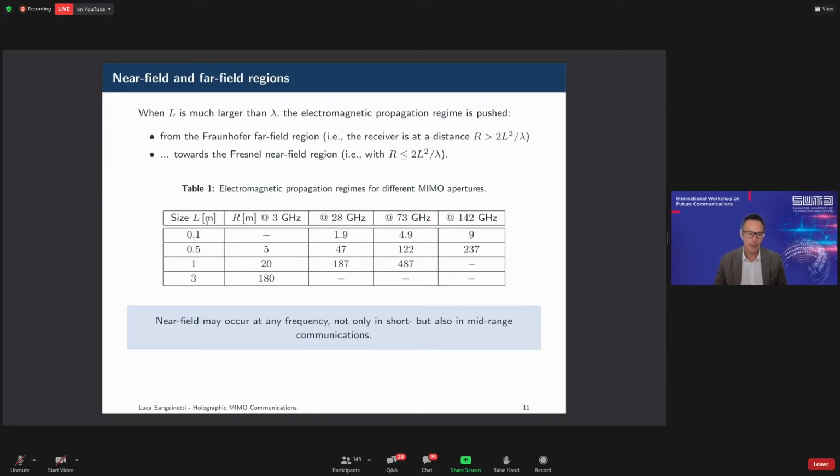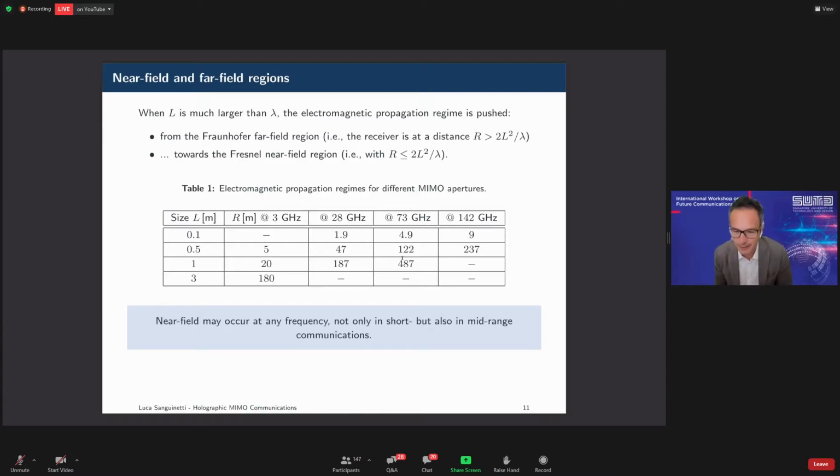So for example, if you have a surface which is 1x1 meter, and you operate the system at the frequency of 3 gigahertz, the distance above which you operate in the far field region and the classical MIMO channel models are valid is 20 meters. So if you are 20 meters away from the source, then you can use the classical MIMO channel models, which rely on the far field approximation. But if you increase the frequency of your system, then the distance grows. For example, if you operate the system at 28 gigahertz, the Fraunhofer and Fresnel regions are separated at a distance which is approximately 200 meters, and even more if you go up in frequency.